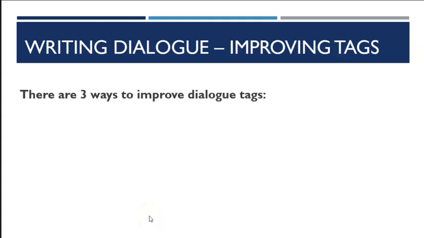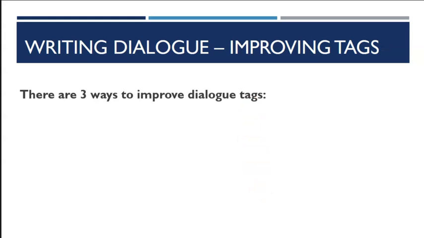So we want to improve our tags. We don't always want to just say the word said, right? And so there are 3 ways that we can improve our dialogue tags. And by improving our tags, we're staying true to what dialogue is supposed to do. Remember, dialogue is supposed to move the action forward. It's supposed to tell us character motivation, character emotion, character feelings, character's thoughts. And so by improving how we tag dialogue, we can do those things.